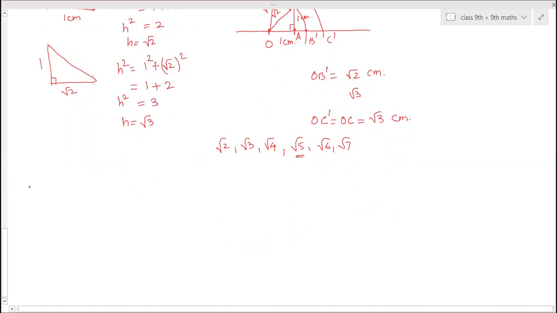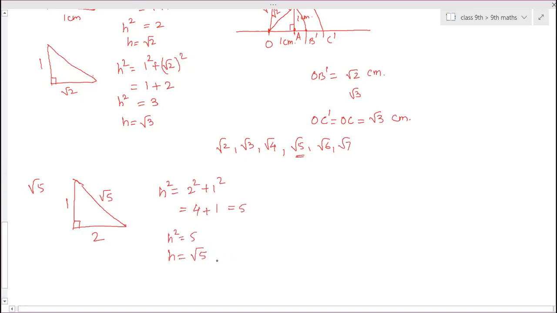If you want to draw root 5 directly, then you have to draw a right triangle. Consider this base as 2. 2 square is 4, plus 1, you will get root 5. To get the root 5 value, we have to take the base of 2 and the height of 1 centimeter, because h square is equal to 2 square plus 1 square. 2 square is 4, 1 square is 1, that is equal to 5. h square is equal to 5, so the value of h is equal to root 5.